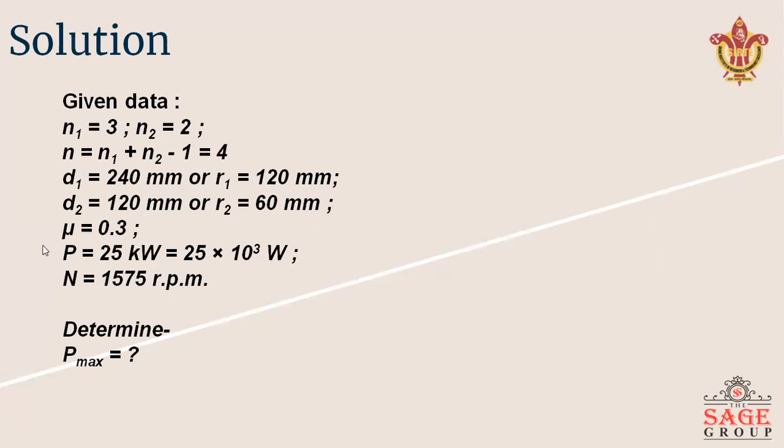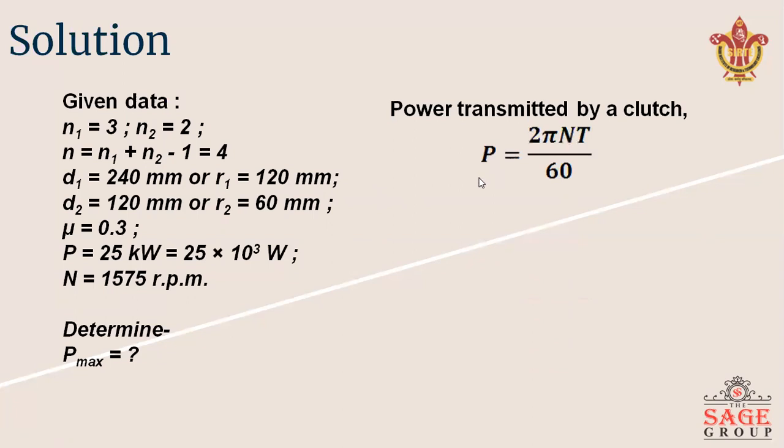So we will start solving the numerical problem from power. We know that power transmitted by the clutch P is equal to 2 pi N T upon 60. This is the simple equation. We have already used this equation many times. So from this equation we have to calculate the value of torque transmitted by the clutch, because we have the value of power and speed. So we will have the value of torque transmitted by the clutch.